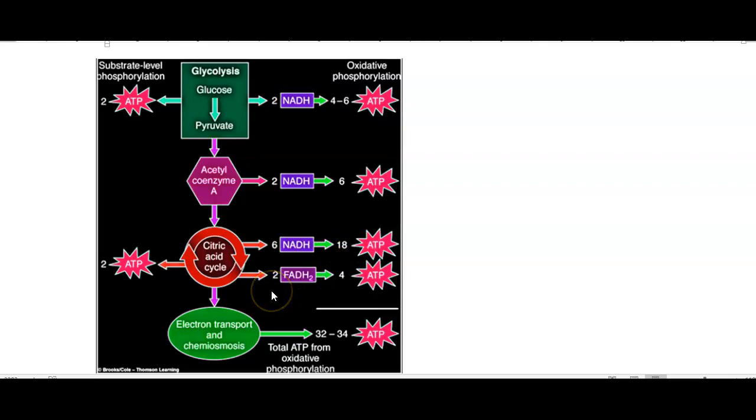Notice here, this is different. 2 FADH2s only makes 4. So for every FADH2, we're only making 2. So FADH2 is going to make 1 less ATP than NADH, and I'll show you later how that happens.